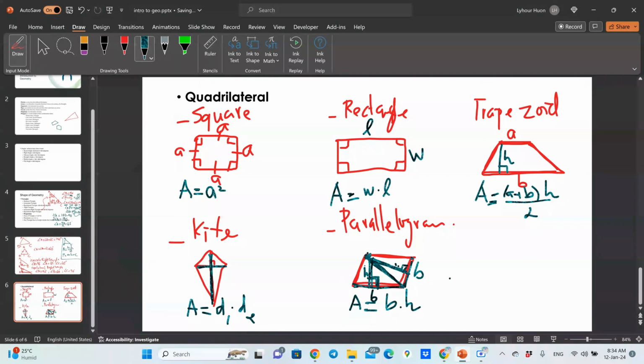So we have several bases and several heights, but they have to be in pairs. In the parallelogram here, if we use the base here, the height is from this vertex to this base. If we use the red base, the height is from this vertex to this base. So we can use either the red or the green one. I like the green one.